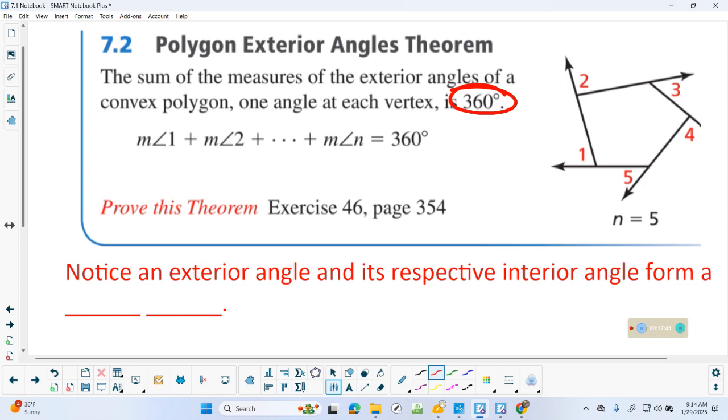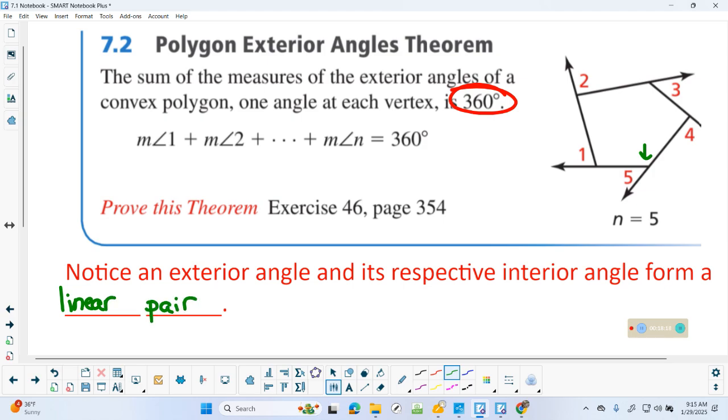Now, if you look at the picture, I love this, such good vocabulary, because they're going to have you talk about an exterior, like number 5, and an interior angle. Vocab time, I love it. So these two angles make a line. Do you remember their fancy vocab name from first semester of pair angles that make a line? Linear pair. So notice an exterior and an interior form a linear pair. So you're going to fill that in.